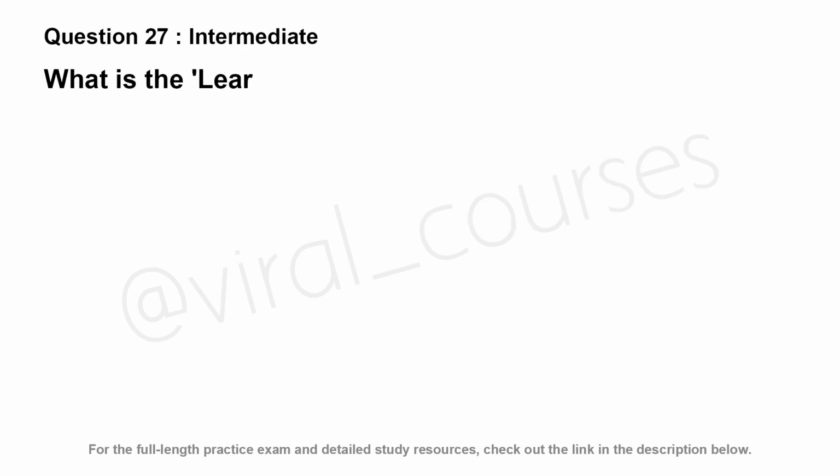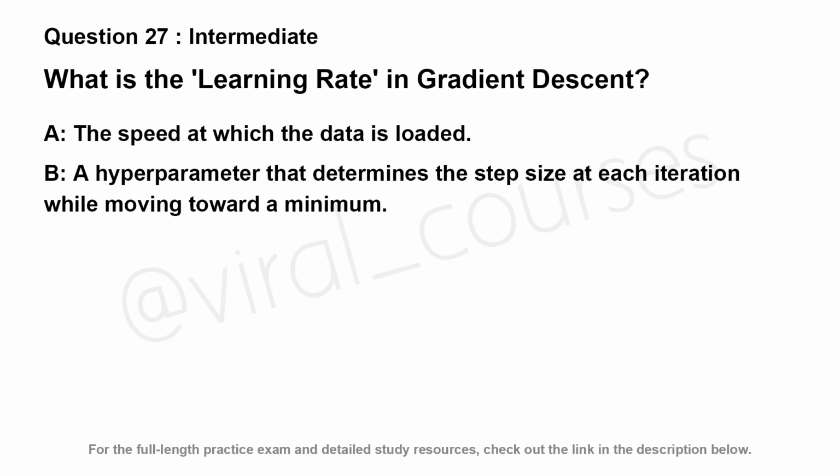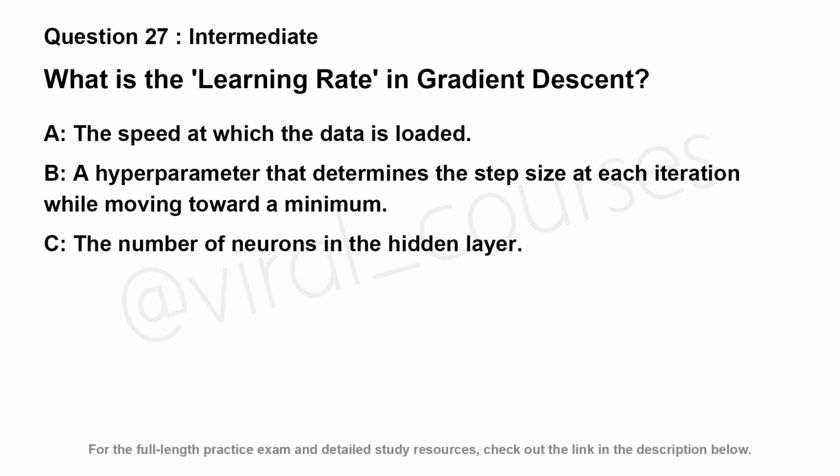What is the learning rate in gradient descent? Option A, the speed at which the data is loaded. Option B, a hyperparameter that determines the step size at each iteration while moving toward a minimum. Option C, the number of neurons in the hidden layer. Option D, the time it takes to complete one epoch.